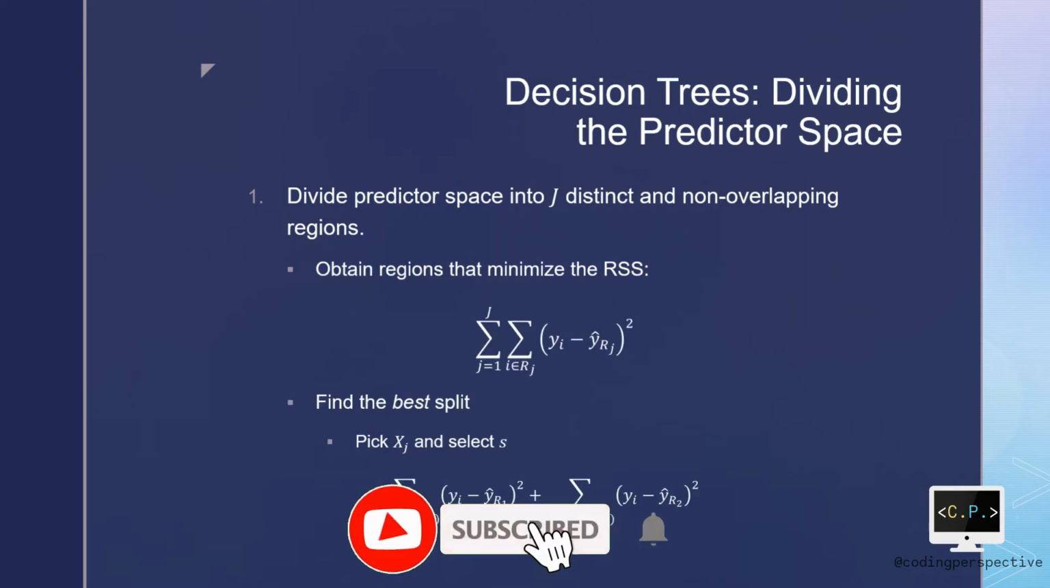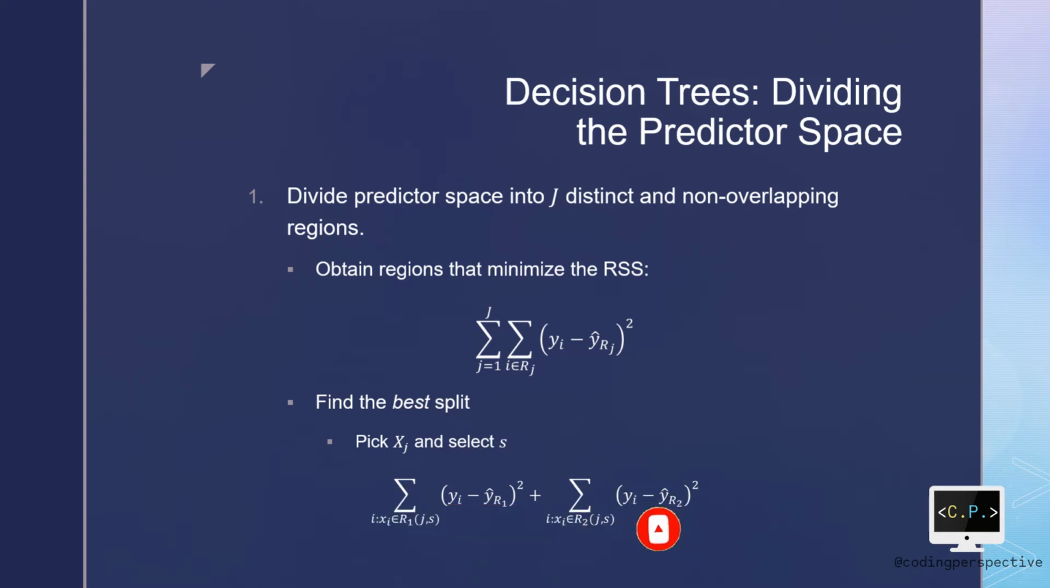As you remember, for now, we are doing a regression task. Thus, our goal is to obtain the regions that minimize the residual sum of squares, that is, the summation over regions and observations in the related regions of (yi minus yi hat Rj) squared. Note that yi values are the true values of the observations. Since we are doing a supervised learning task, the true yi values are available. Also, y hat values are the predicted values over the region Rj.